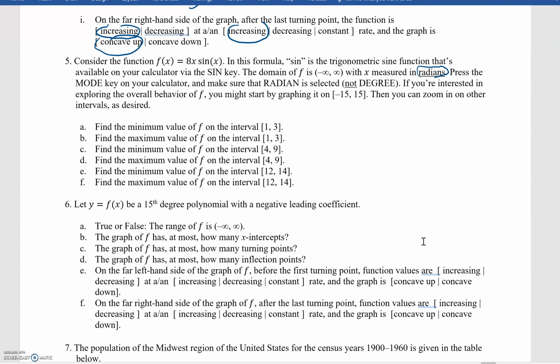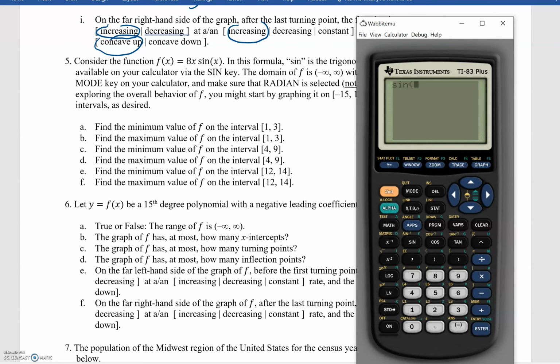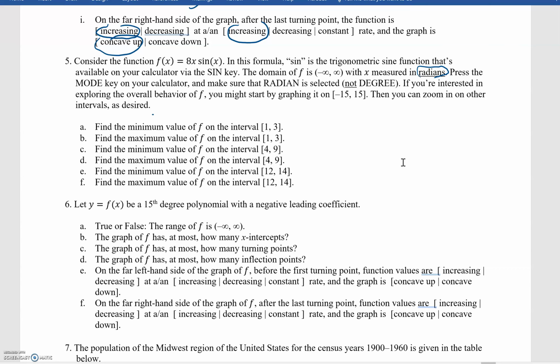Because of this whole radian thing, and I don't worry about this too much, we have to make sure that the calculator mode is set correctly. So go to mode and make sure that this is in radian and not degree, which it is. This is what I'm talking about. So I want it to be over here in radian right now.